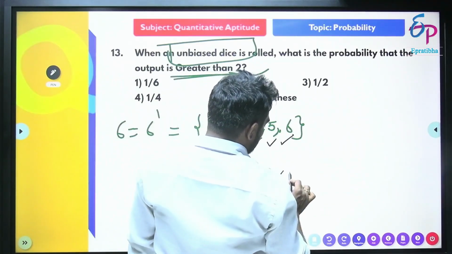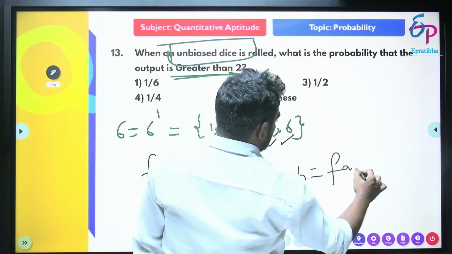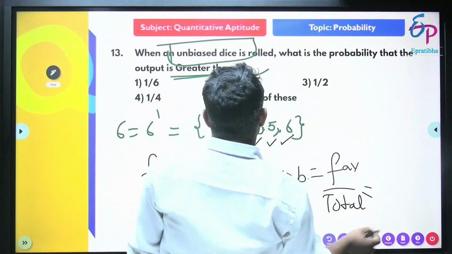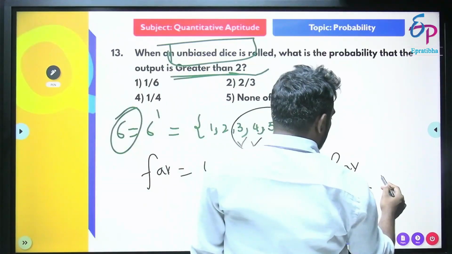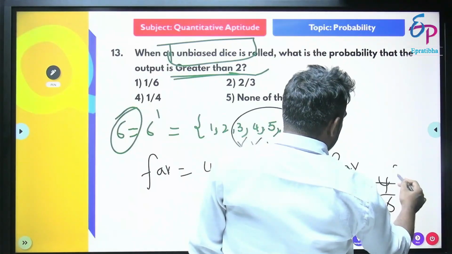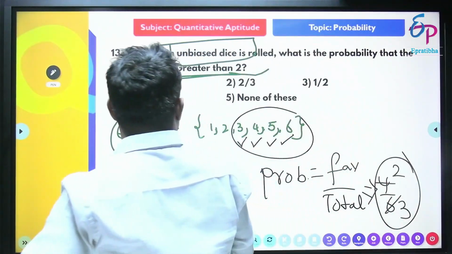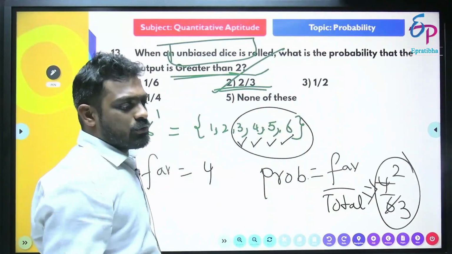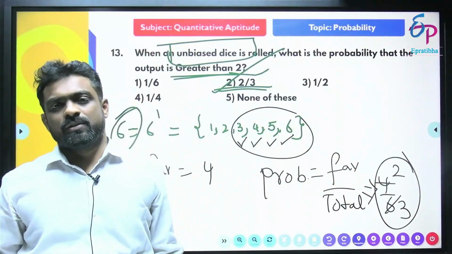So the probability is favorable by total outcomes. 4 are favorable, total outcomes are 6. 4 by 6 means what exactly? 2 twos are 4, 2 threes are 6. 2 by 3 is the probability. Where is 2 by 3? Option number 2, that is 2 by 3. That is the solution for the given question.